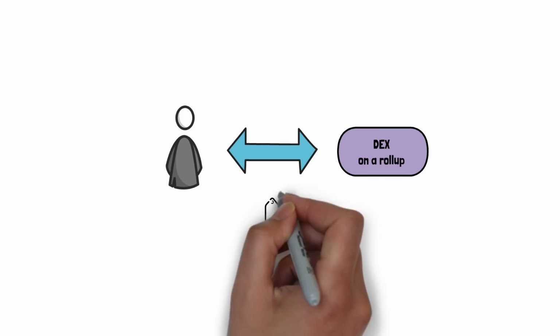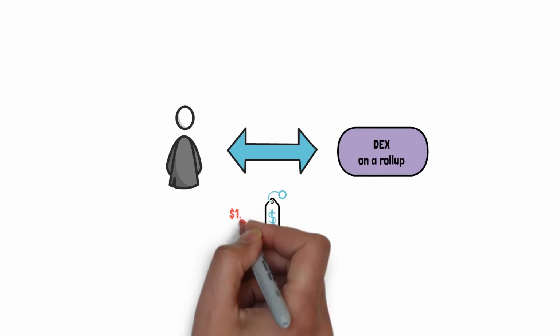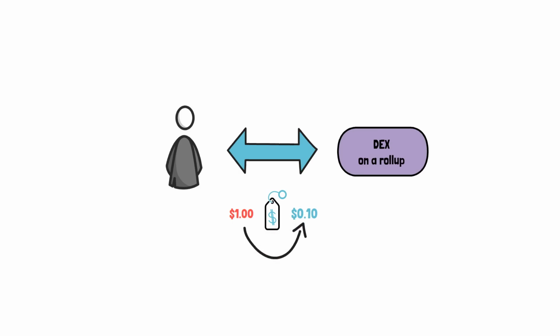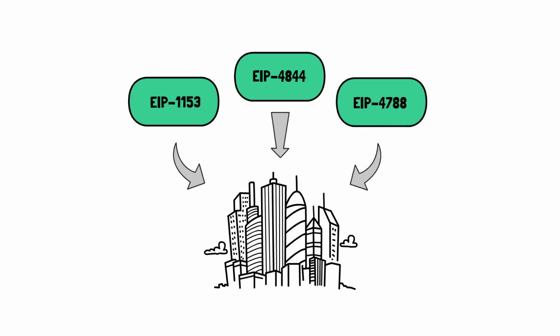Imagine doing a DEX swap on one of the rollups. If the current cost of doing such an operation is, let's say, $1, it will most likely decrease to around 10 cents post EIP-4844. The impact in this example has some caveats though that we will cover later in the video. EIP-4844, together with a few other EIPs, will be included in the upcoming Denkun network upgrade.